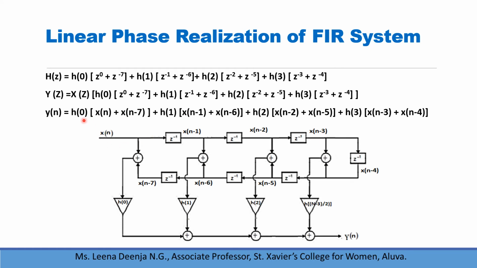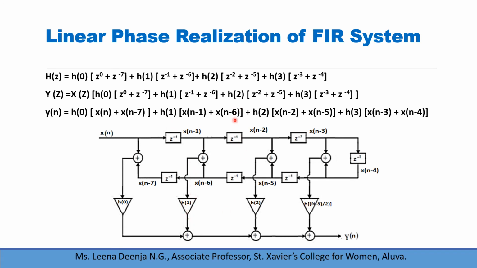Now we want to combine this x of n and this x of n minus 7. So we add this x of n and x of n minus 7. Then we multiply it with h of 0. And for the second term, we want to combine x of n minus 1 and x of n minus 6. So we add them together and we multiply it with h of 1.